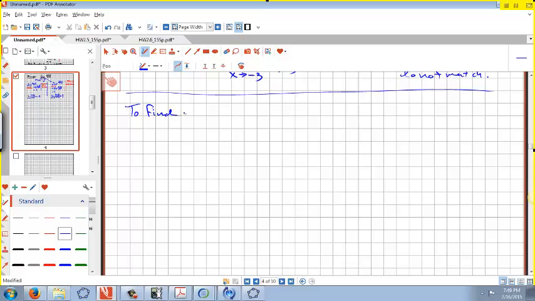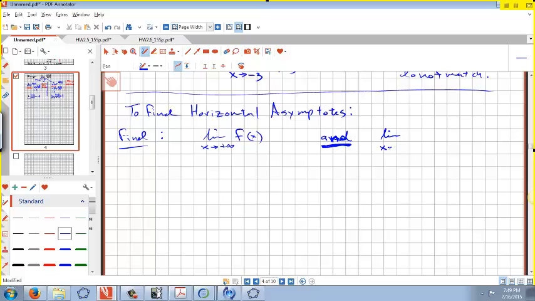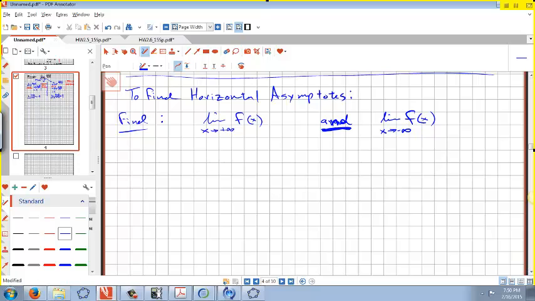To find horizontal asymptotes, we are going to evaluate both the limit as x goes to plus infinity of f of x, and the limit as x goes to negative infinity of f of x. Okay, so this is basically the drill.